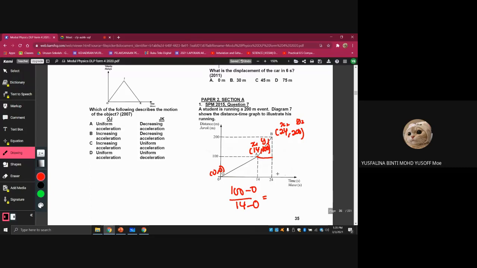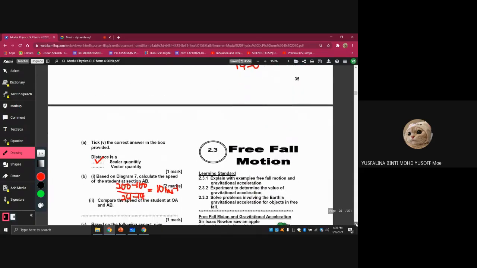7.14, right? Okay, so 7.14. This means this one is higher. The speed for AB is higher. So you just put here how to answer.